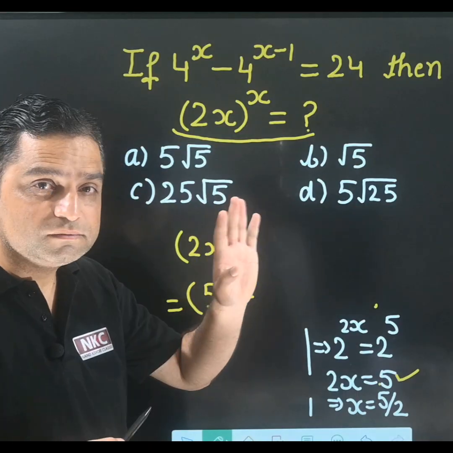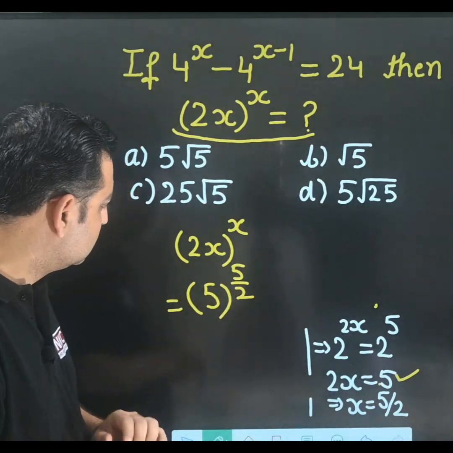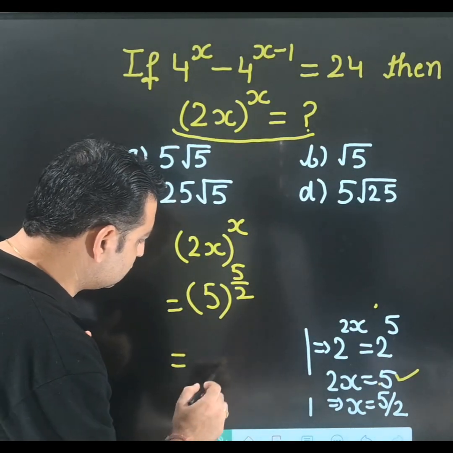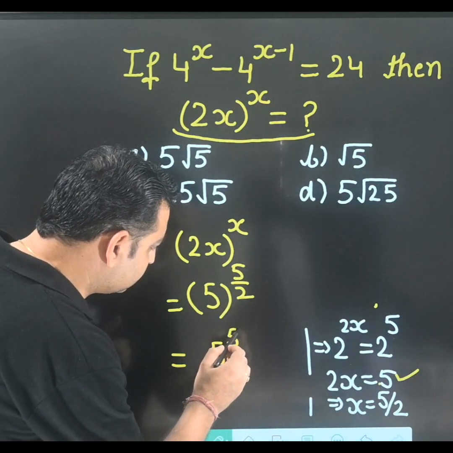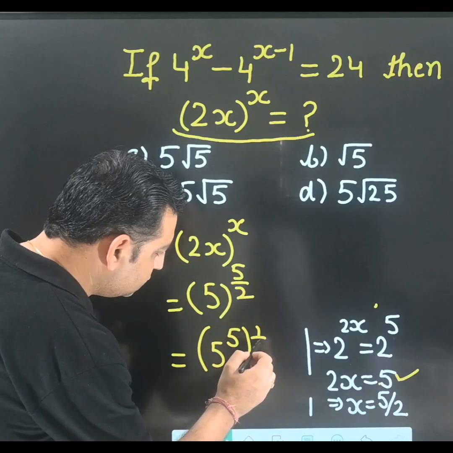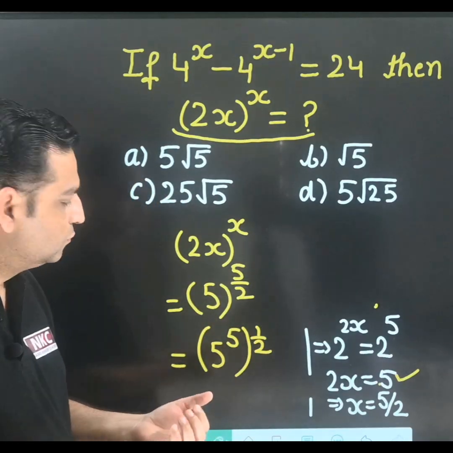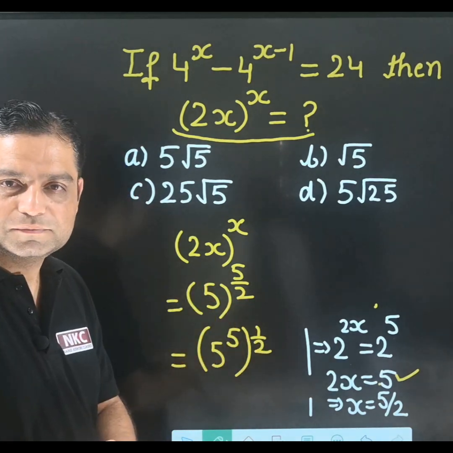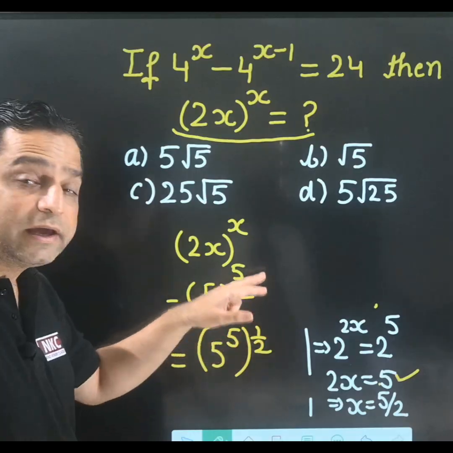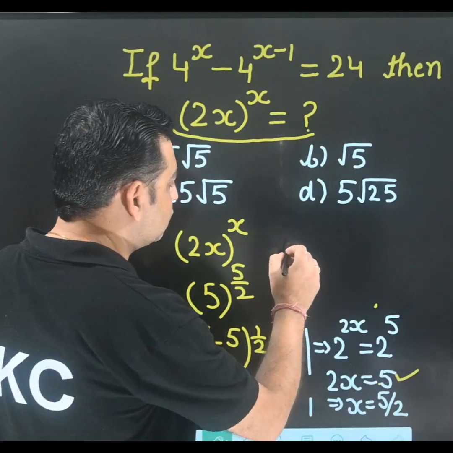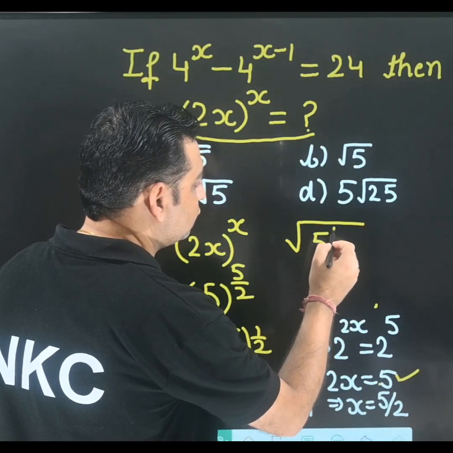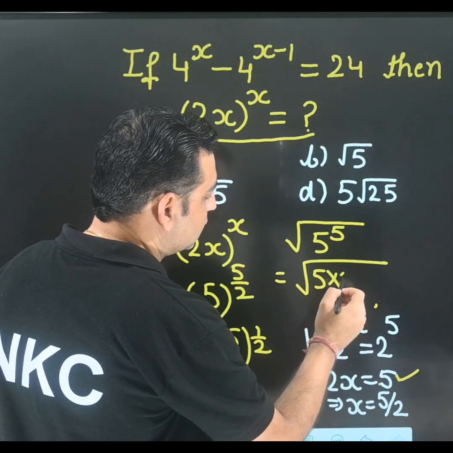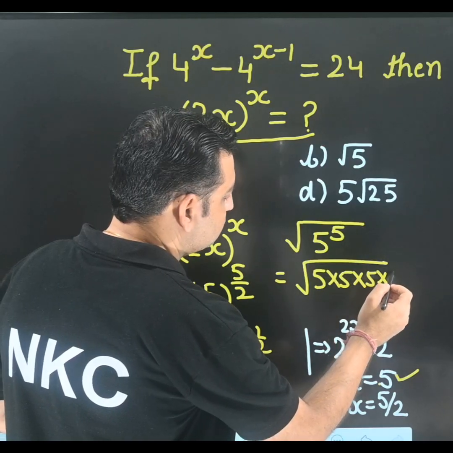But there is no option directly here. That means we need to solve it further. How will we solve it? I can write it as 5 to the power 5 power 1 over 2, because when you multiply 5 with 1 over 2, you will get 5 upon 2, the same value. Having exponent 1 over 2 means it is square root. So that means we have square root of 5 power 5. So just simplify it: 5 times 5 times 5 times 5 times 5.